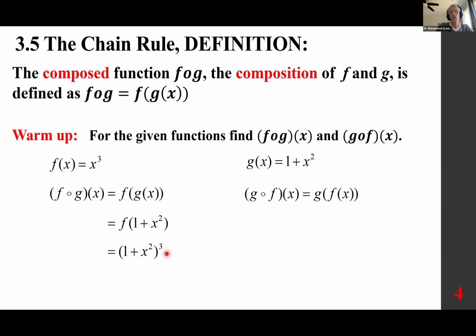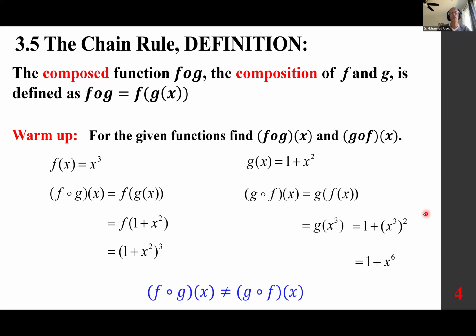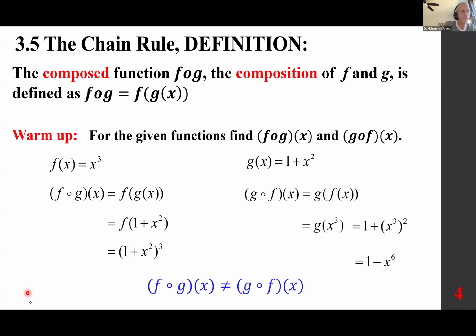g of f of x means g of x cubed. That means replace the x with x cubed in the g function. And in this case, you have to raise it to the power of 2, because it's easy to do that. You get 1 plus x to the power of 6. And clearly, f of g and g of f are two different functions. The only time the two are equal is if the two functions are inverse functions.